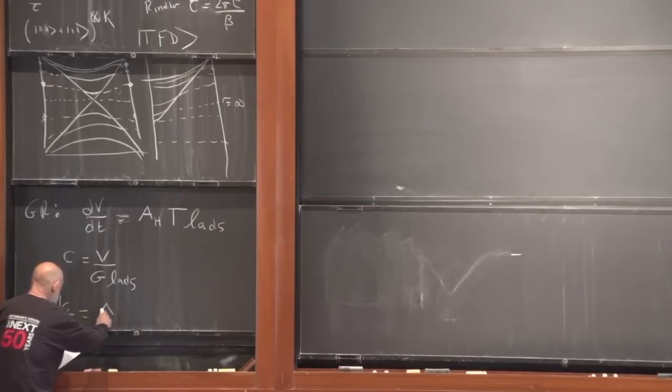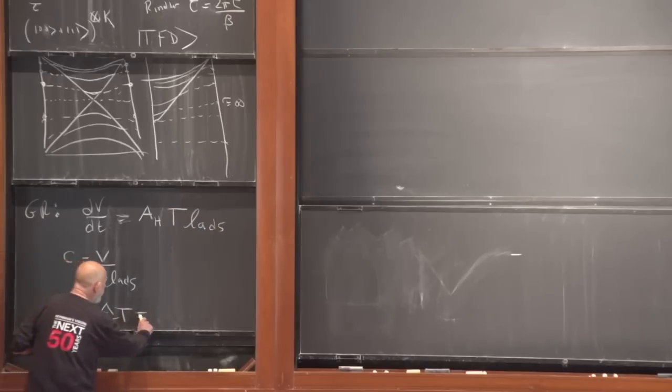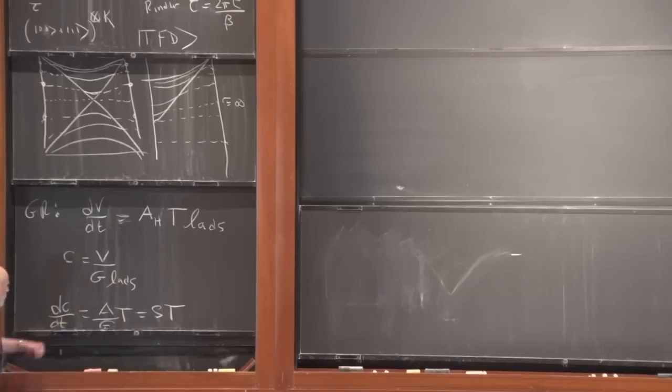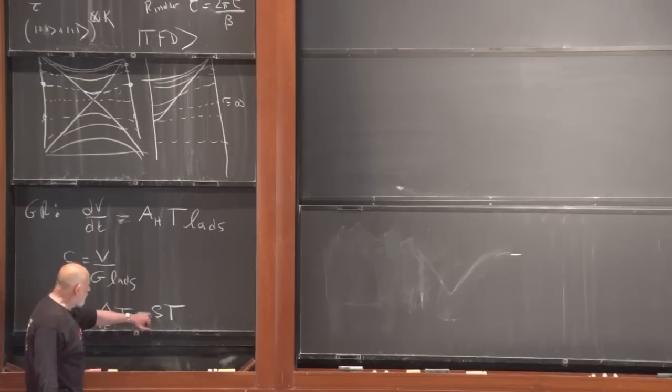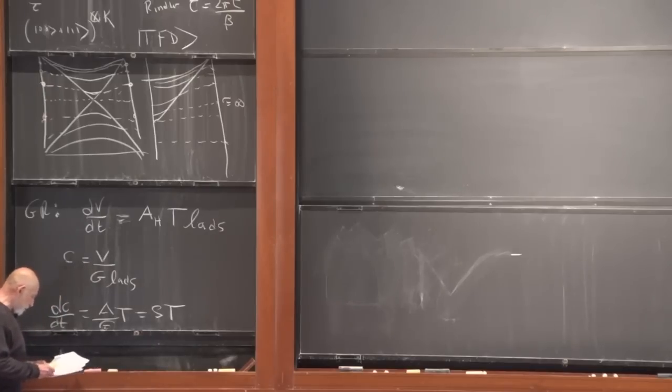Equals area divided by G times T. Area divided by G is entropy, S times T. Whatever this quantity is, and it's got some quantum mechanics in it because it has G in the denominator, which means it has some h-bar in it, but it just grows as the entropy times the time.